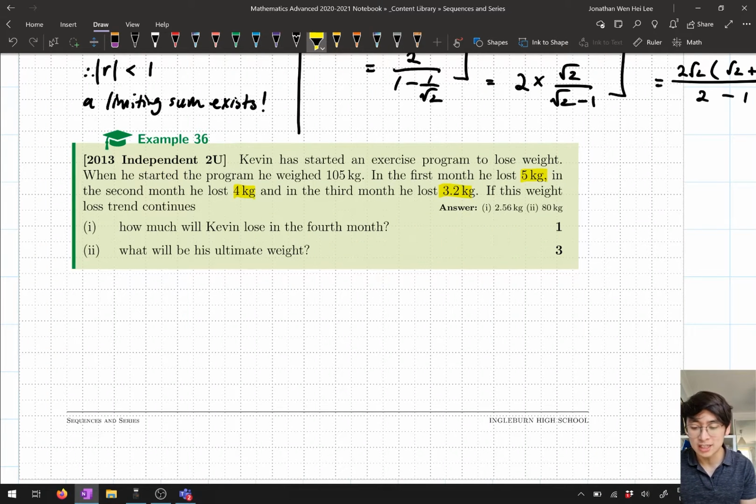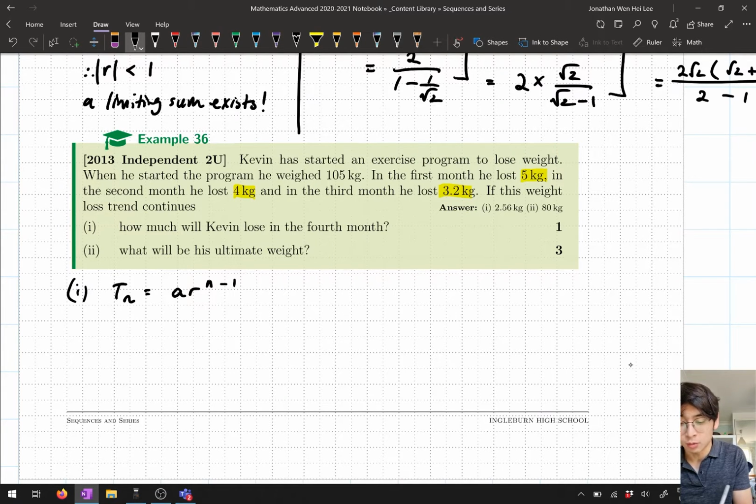If this weight loss trend continues, how much will Kevin lose in the 4th month? What we want to do is figure out how much he's losing in that 4th month. We're finding a term in a geometric sequence. So I'm going to write the formula: T n is equal to A R to the n minus 1. We want to find how much he loses in the 4th month, so I want to find T4. Now, let's put in our values. A is the starting month, which is 5, times R.